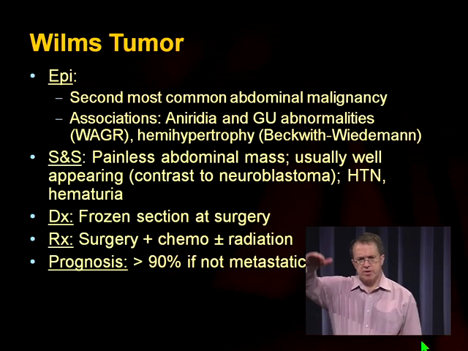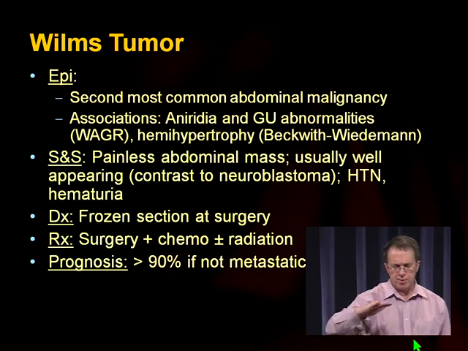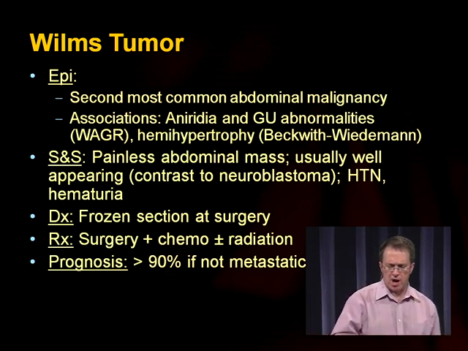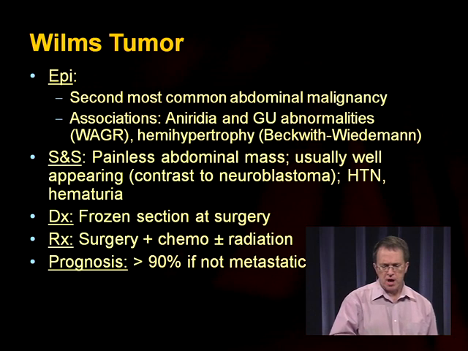Wilms tumor, right below neuroblastoma. You will see these in your lifetime if you haven't already. You probably have seen a few. Second most common abdominal malignancy. Again, this is the association with the syndromic child. Aniridia, GU abnormalities, hemihypertrophy, Beckwith-Wiedemann syndrome. Generally well-appearing, very, very treatable and curable with surgery, chemotherapy, and sometimes radiation.